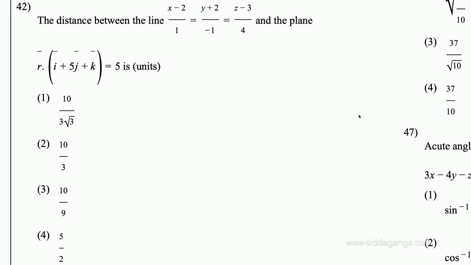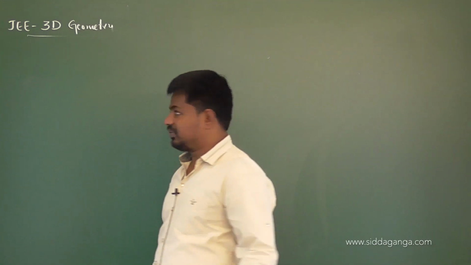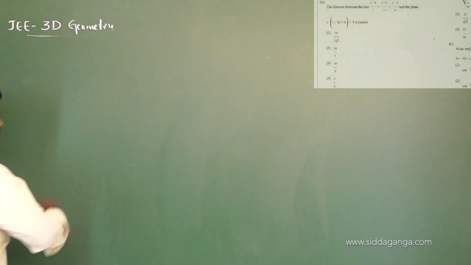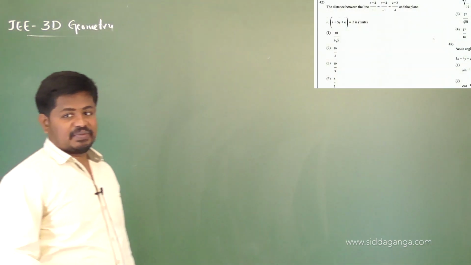Okay, let us move on to question number 42. The distance between the line and the plane is what? Here we have to find the distance between the line and the plane. Students, this is the same as the 38th question. In the 38th question, the plane has been given in vector form, and the line is given in vector form.